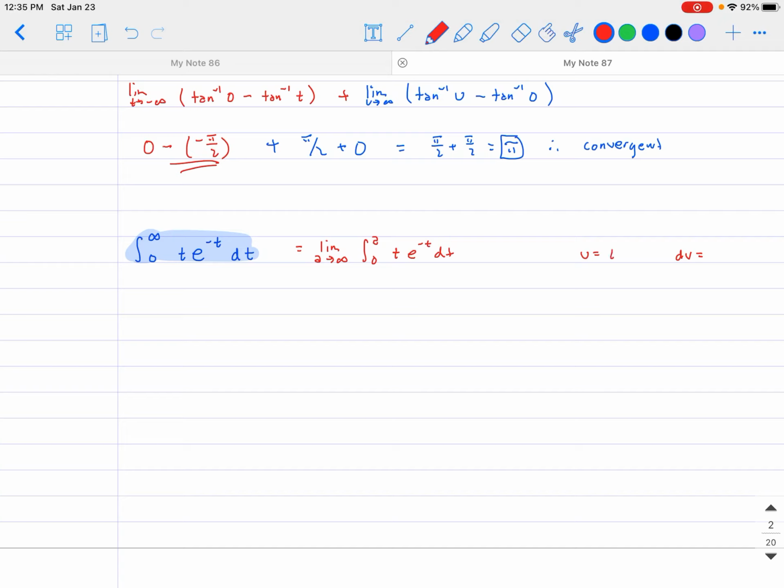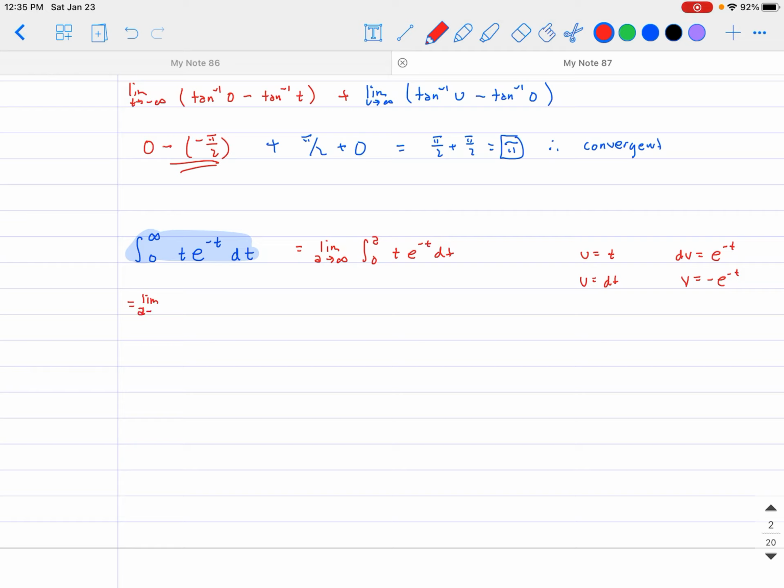u is going to be something that diminishes, so that's going to be t. And then dv is going to be the other thing that I'm going to take the antiderivative of. So v is equal to negative e to the negative t. du is equal to dt in this case, okay? So this now turns into the following then.